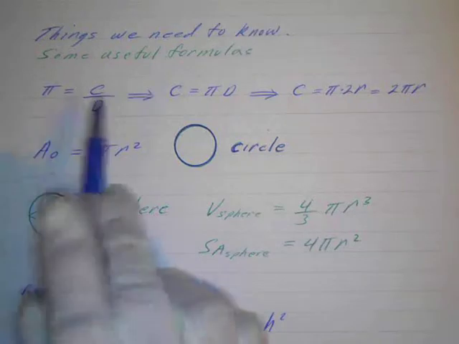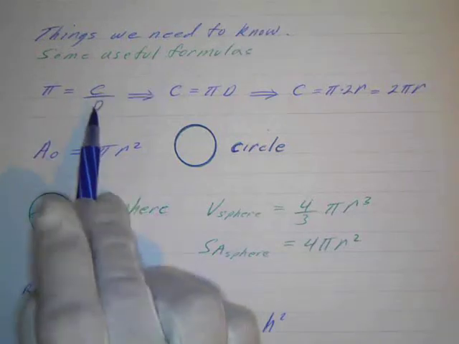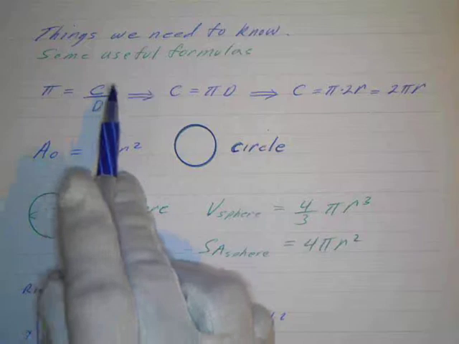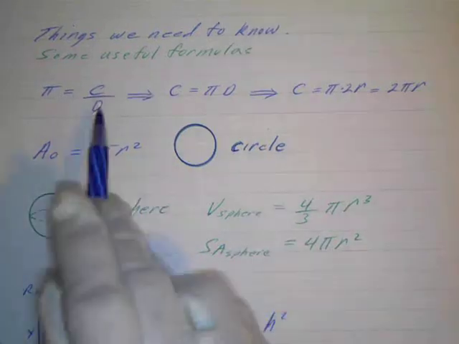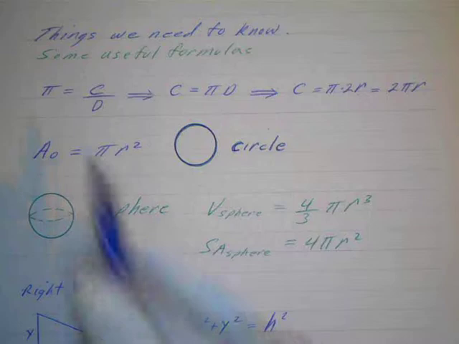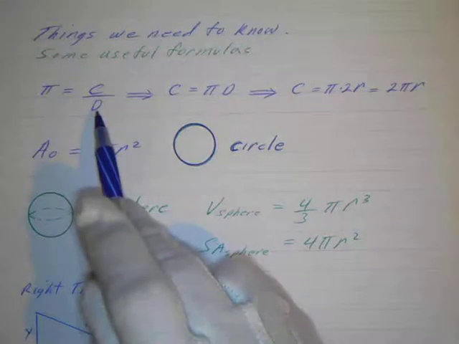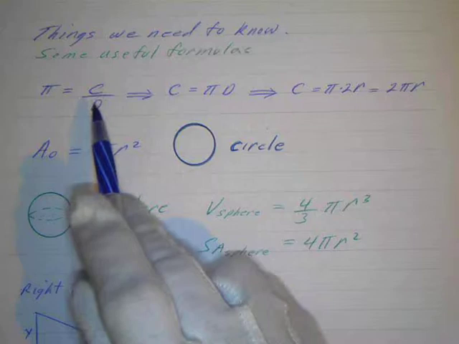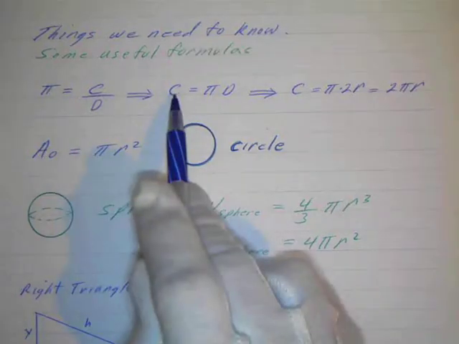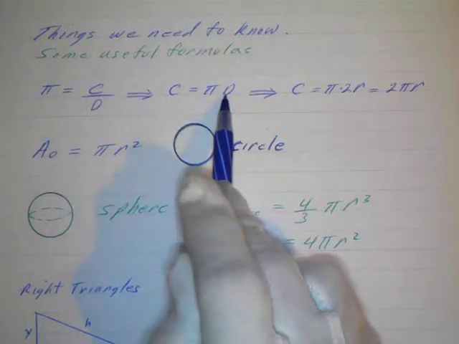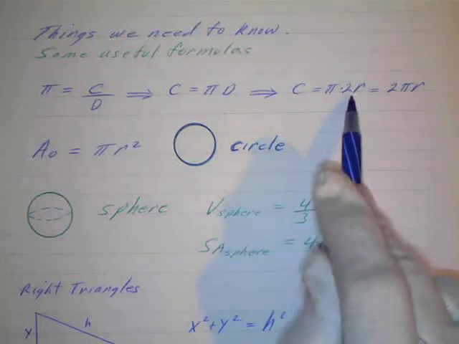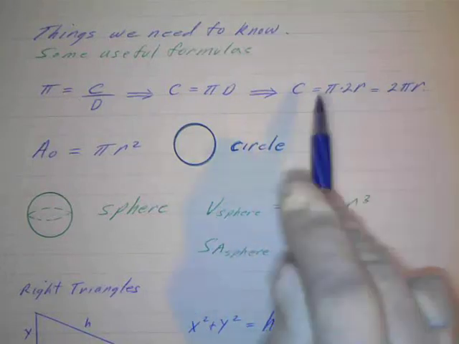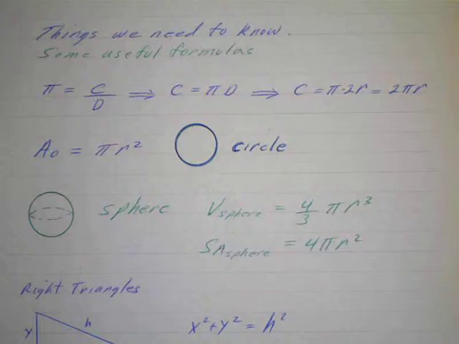Pi comes from the circumference of a circle divided by the diameter. If you take any circle and you measure the circumference and you divide it by the diameter, which is the chord that goes straight through the center, you'll get pi. This is our basic geometric formula for circles. Then we can multiply both sides by d, so circumference equals pi times diameter. But the diameter is 2 radii, so circumference equals pi times 2 radii, or 2 pi r. This is how I remember the circumference equals 2 pi r formula.